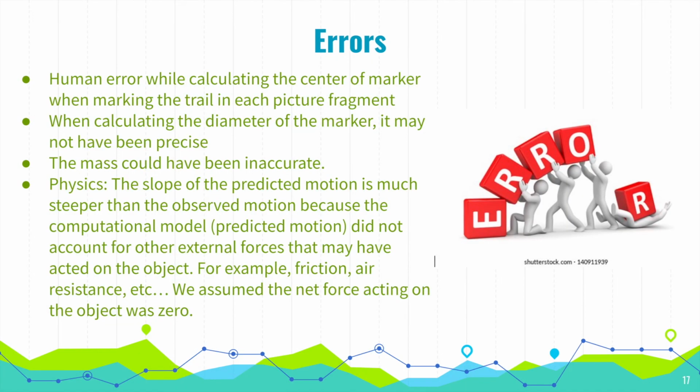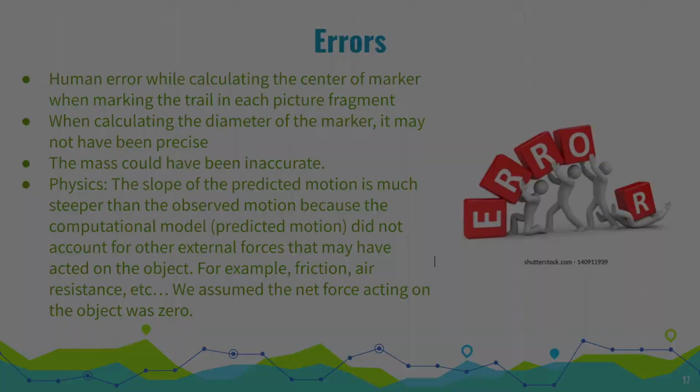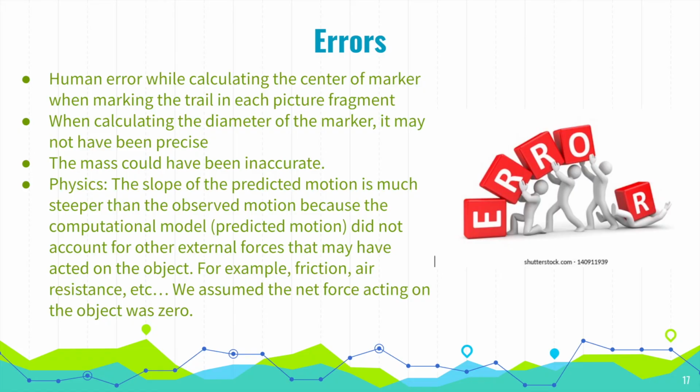And this is because there are some errors that were not accounted for in this lab experiment. For example, there may be some human errors that I may have made when doing this lab, but most importantly, the physics behind these errors is that the slope of the predicted motion is much steeper than the observed motion because in the computational model, which is the predicted motion that we see in orange, we did not account for other external forces that may have acted on that object. For example, we did not account for friction or air resistance, which are also acting on that system because we assumed that the net force of that object was 0.